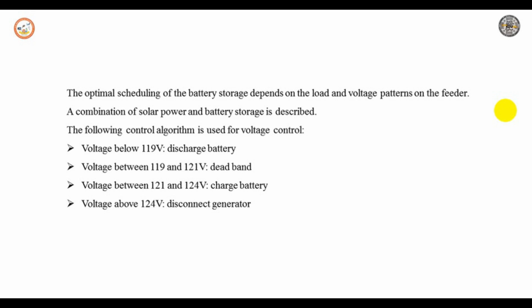So optimal scheduling of battery storage depends on the load and also the voltage pattern on feeders. In the combination of solar power and battery storage described, the following control algorithm is used. What you are seeing on the slide is the control algorithm they have employed: voltage below 119 volts, the battery discharges; voltage between 119 and 121 volts is a dead band; voltage between 121 and 124 volts, the battery charges; and voltage above 124 volts, the generator is disconnected.